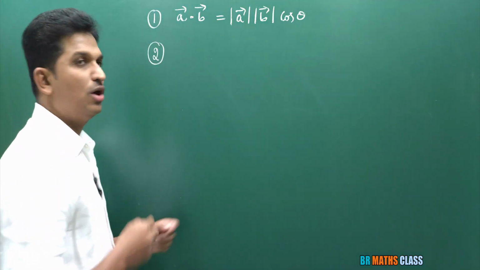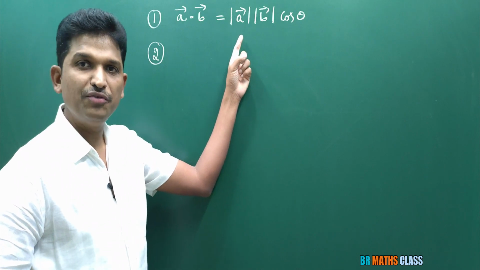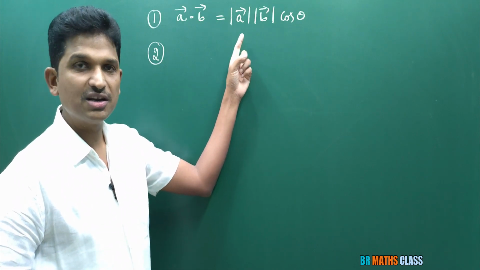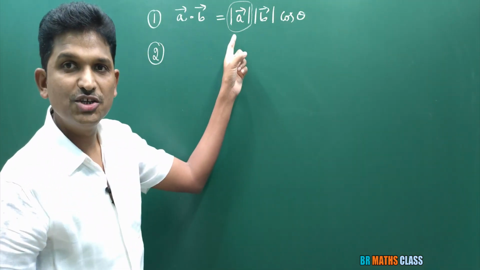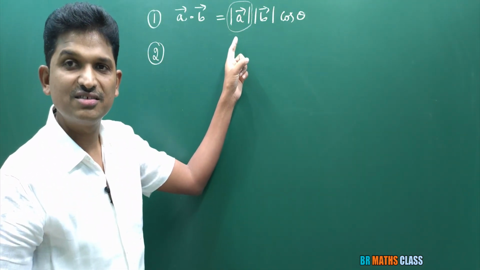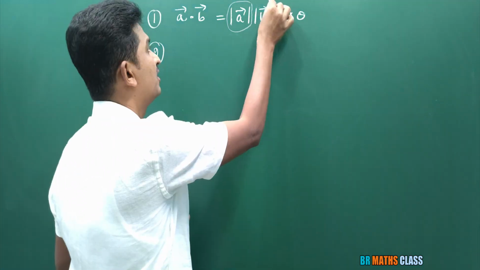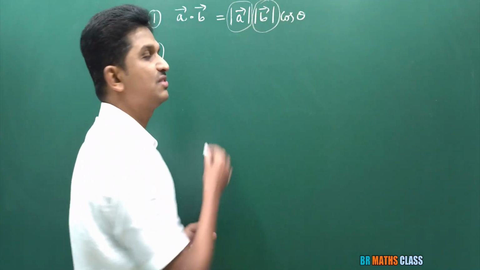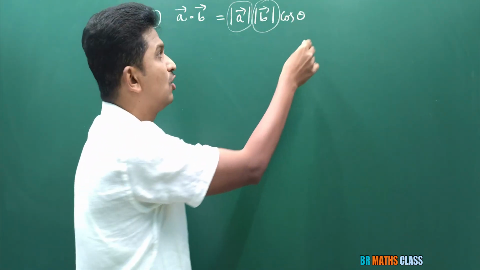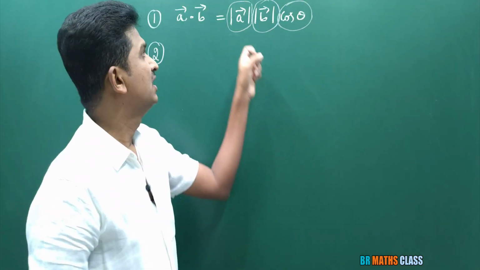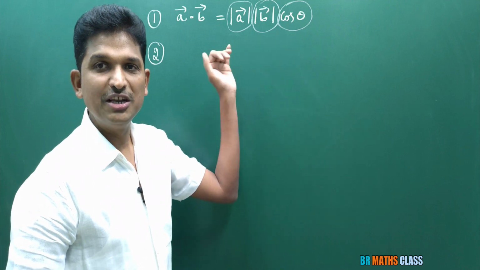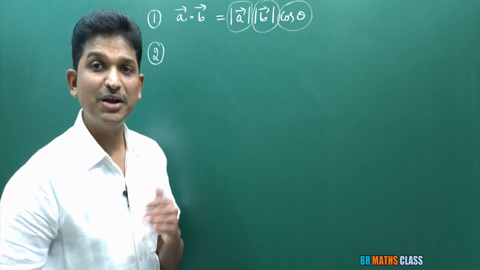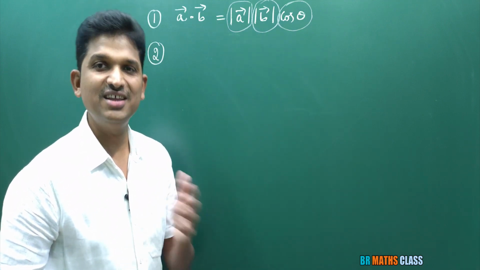Second formula, you observe here magnitude of a vector means length of a vector. This is the magnitude of a vector. Now this is a scalar. Magnitude of A bar is a scalar. Scalar means it's some constant, right? Magnitude of B bar is also a scalar. For some angle theta, cos theta is also a scalar. See, this is scalar, this is scalar, this is scalar. Multiplication of three scalars is what? Multiplication of three scalars is again a scalar.